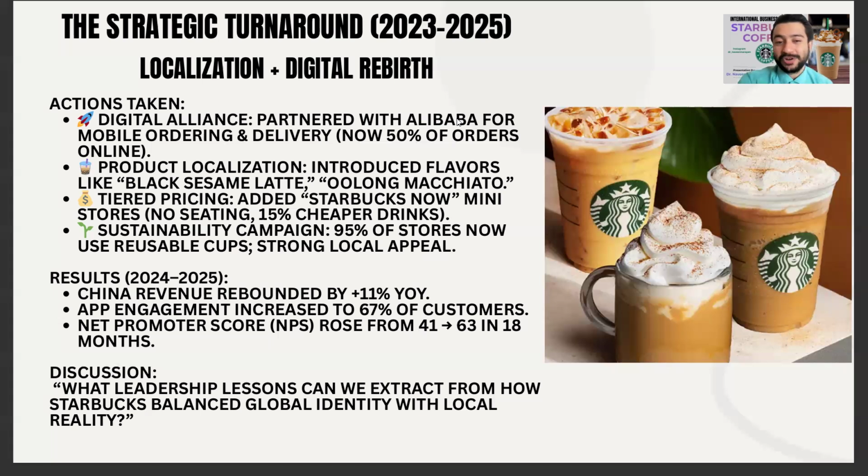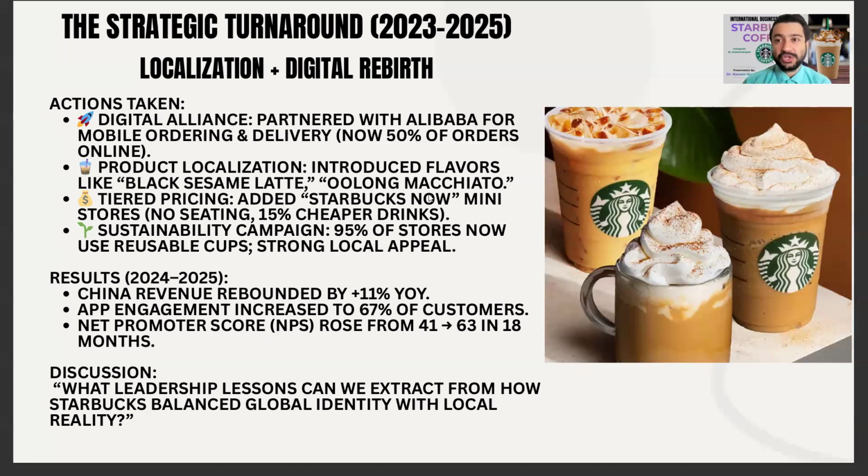The next important point, what they did: they introduced localized drinks. What were the localized drinks? See, you have to connect with the localization, with the people at that particular location, right? The two localized drinks were black sesame latte and oolong macchiato. Getting my point? These two were the local drinks through which they connected with the people. This was a brilliant cultural adaptation they did.